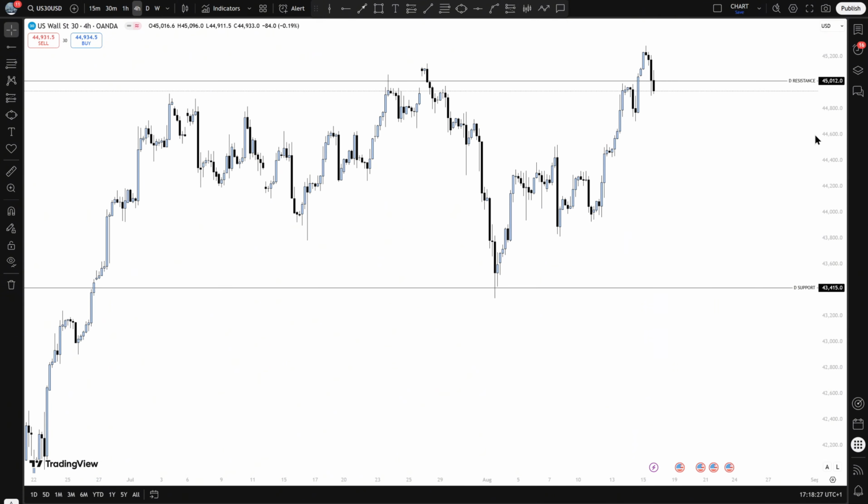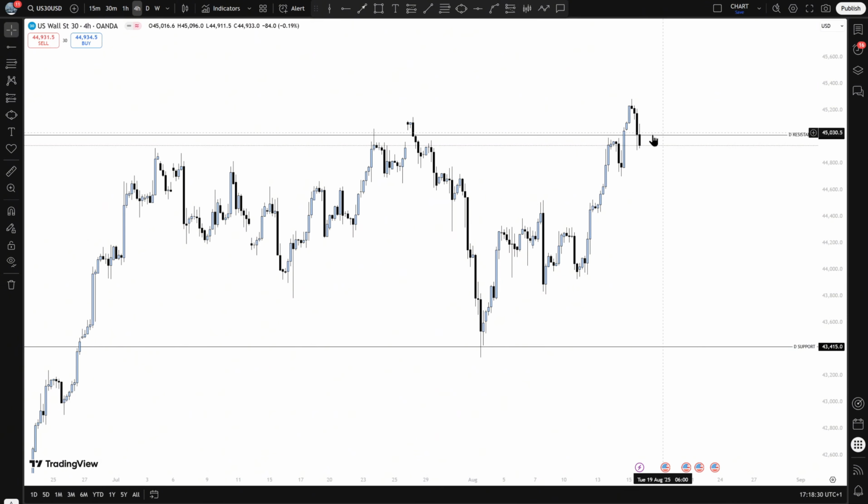Now, as you can see from the daily resistance we have here, on the 4-hour time frame, price has surpassed it already and started dropping again. So we don't know what price is going to do. We don't have any idea of what price is going to do.